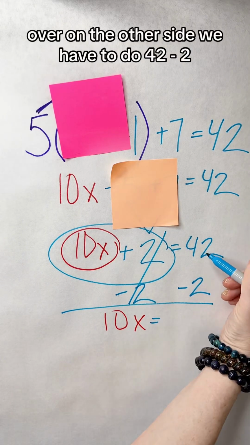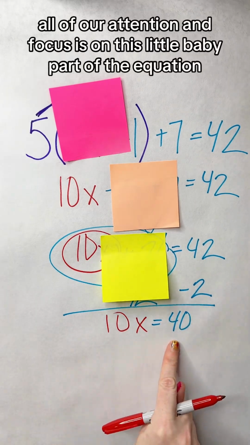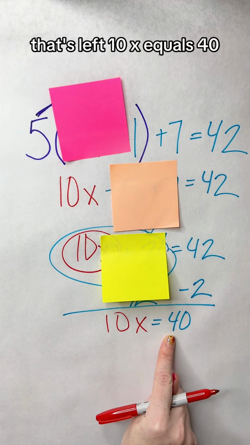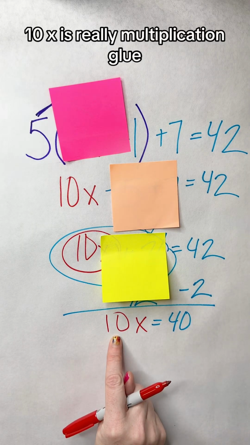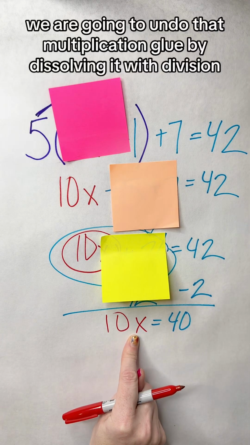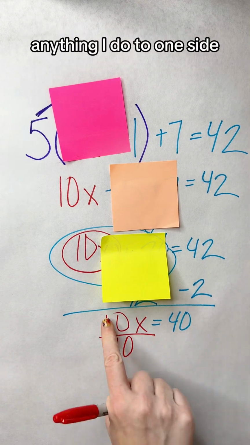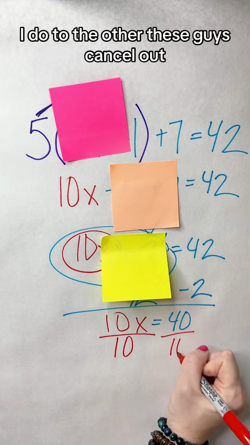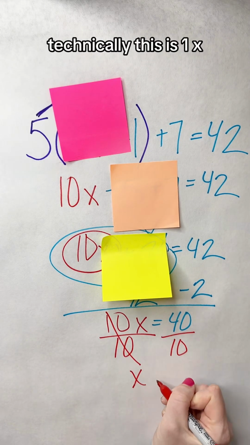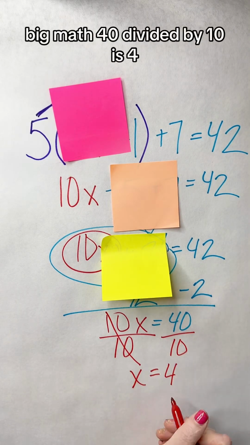Over on the other side, we have to do 42 minus 2, which gives us 40. All of our attention and focus is on this little baby part of the equation that's left. 10x equals 40. 10x is really multiplication glue. 10 times x, we are going to undo that multiplication glue by dissolving it with division. So I'm going to divide out my 10. Anything I do to one side, I do to the other. These guys cancel out. Technically, this is 1x. Big math, 40 divided by 10 is 4.